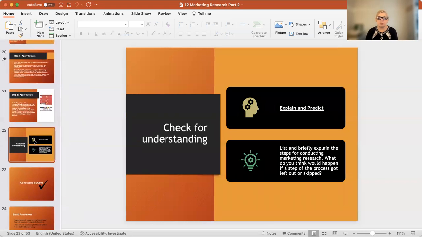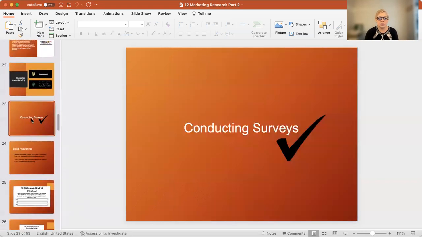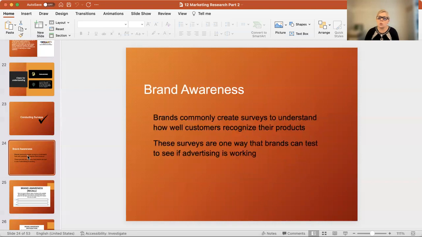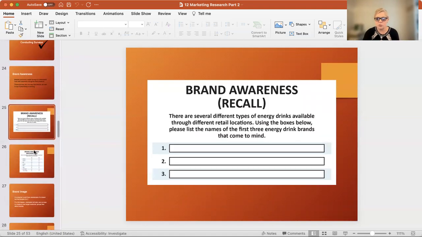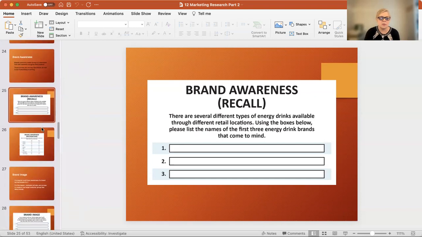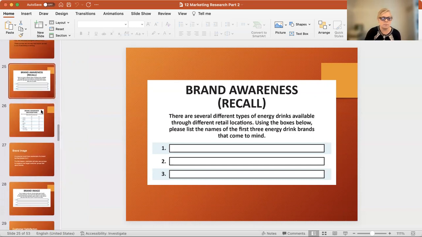All right, so let's talk about surveys. Surveys are often used to understand how well customers recognize their products. When we talked about branding, it's brand awareness. What is the awareness that I have of my product itself? Brand awareness is recall of the brand. So we'll see several things like this when it asks you to check boxes. What are the top of mind energy drinks, for example, on this one?